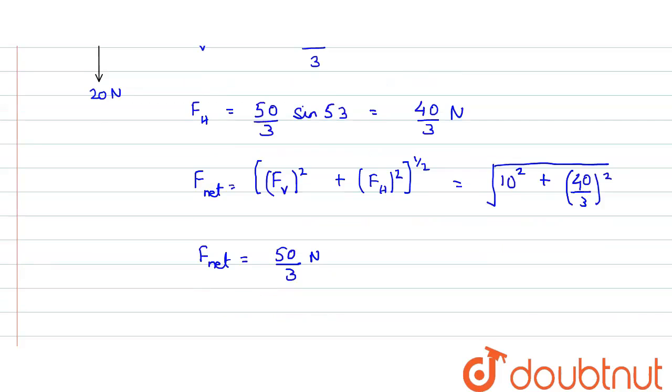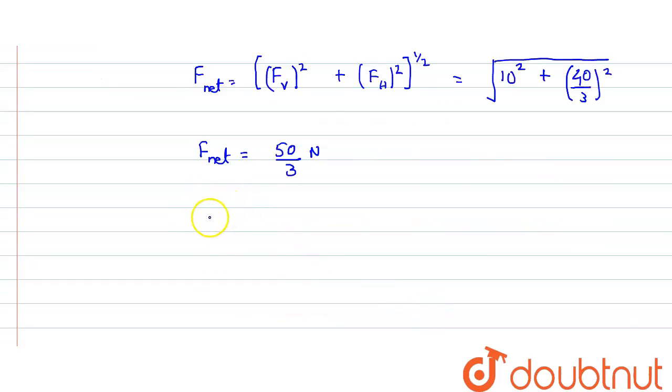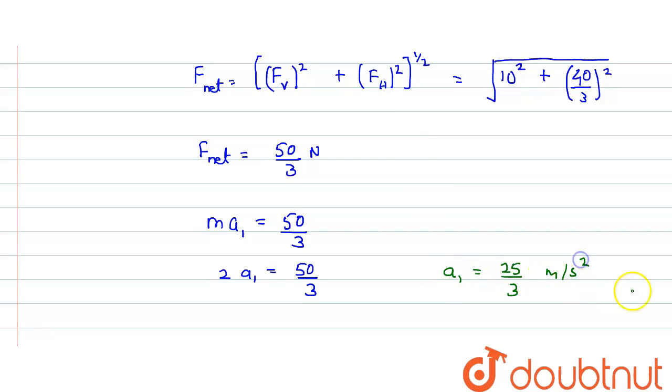Now if this is the net force, what is the acceleration? Net force equals mass times acceleration, m into a1, which equals 50 by 3. What is the value of mass? This is 2. So 2 into a1 equals 50 by 3, or we can say that a1 would turn out to be 25 divided by 3 meter per second square. This would be the value of a1.